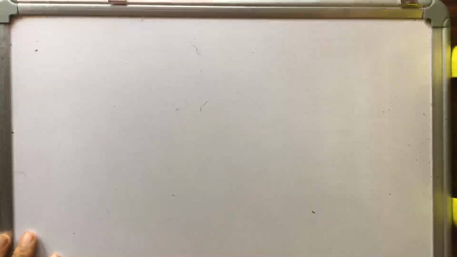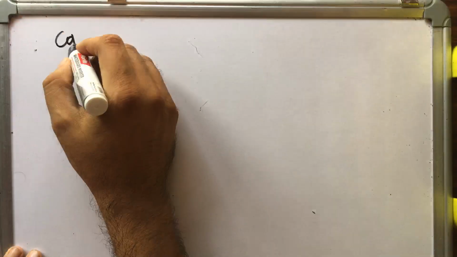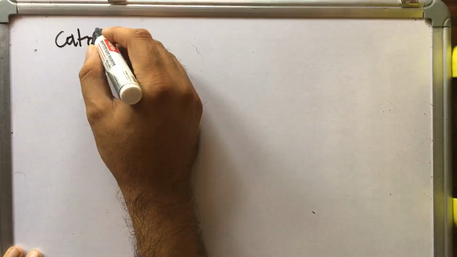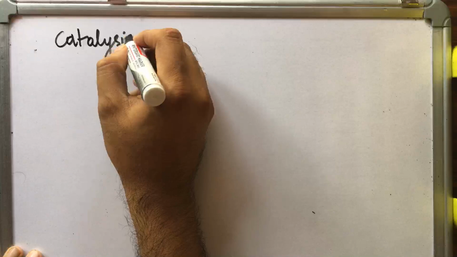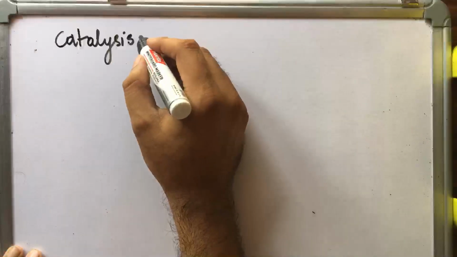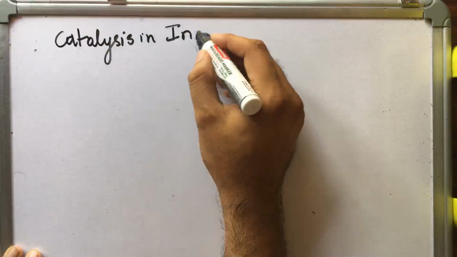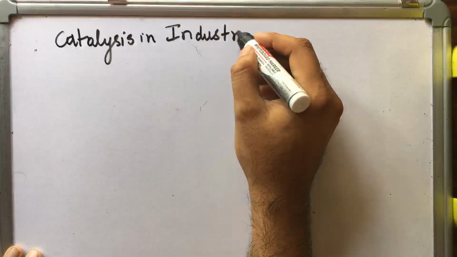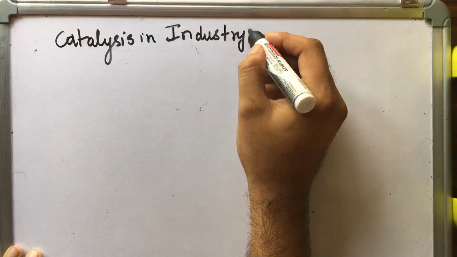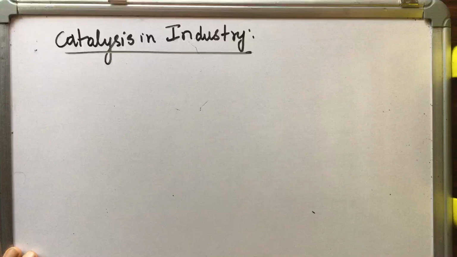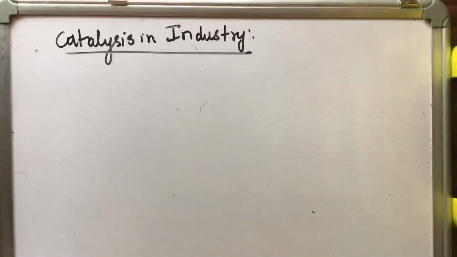So let me not write it again, students. Simply I'll write the heading: Catalysis in industry. Now, some of the important technical catalytic processes are used in the industries.